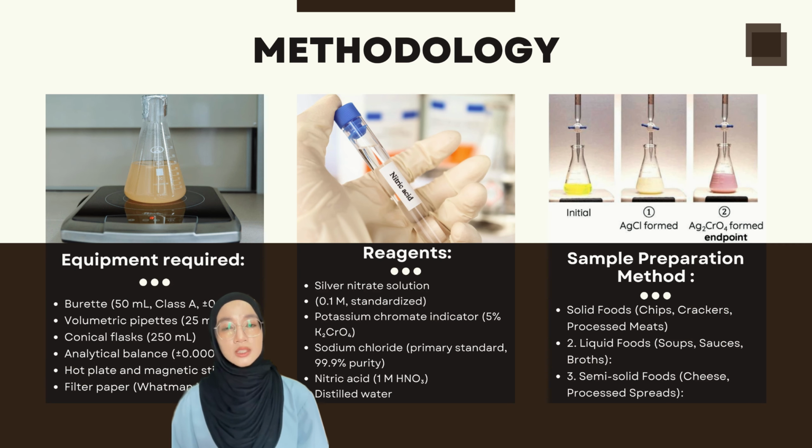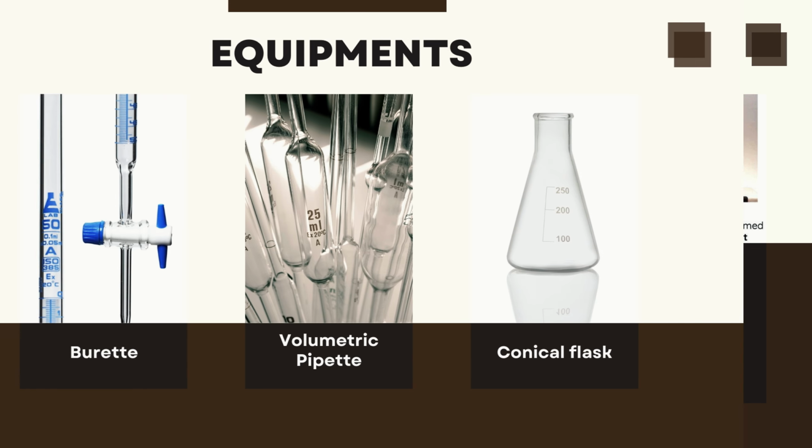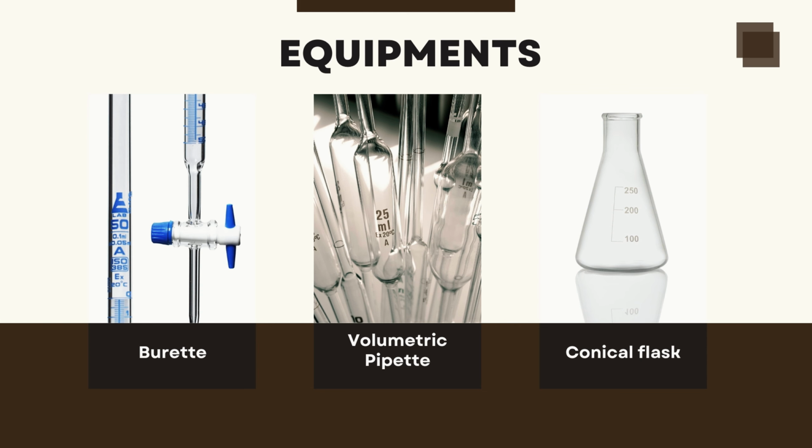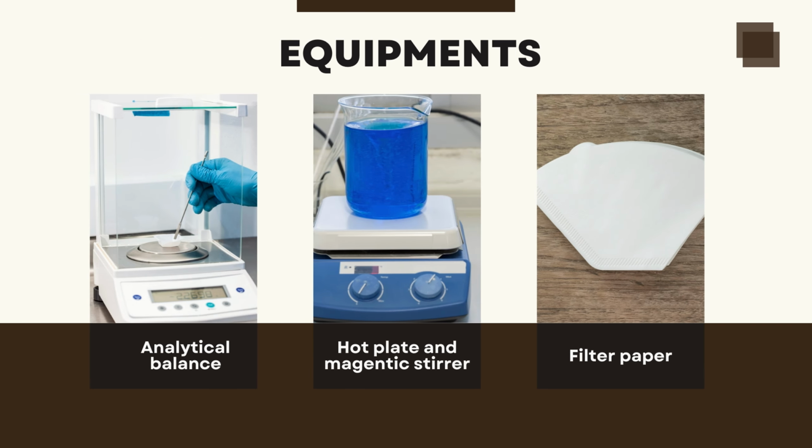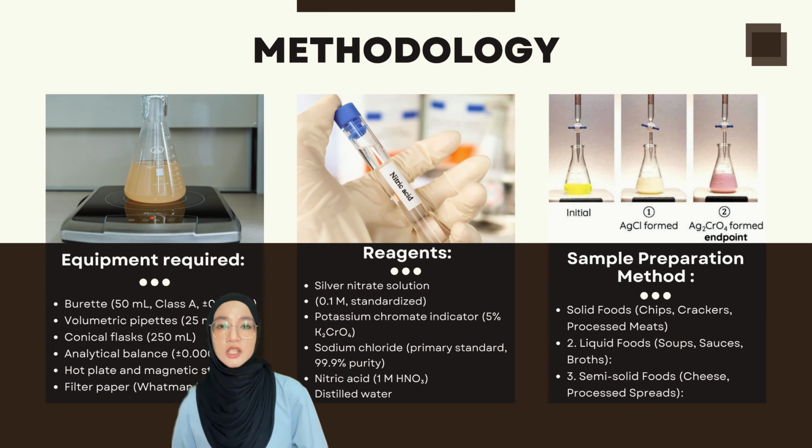Let's move on to the detailed methodology of salt analysis in processed food. This experiment requires equipment, which are burette, volumetric pipettes, conical flasks, analytical balance, hot plate and magnetic stirrer, and filter paper. Then, the reagents that we use are silver nitrate solution, potassium chromate indicator, sodium chloride, nitric acid, and distilled water.